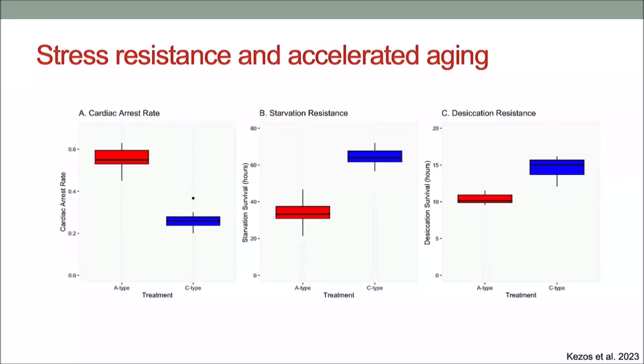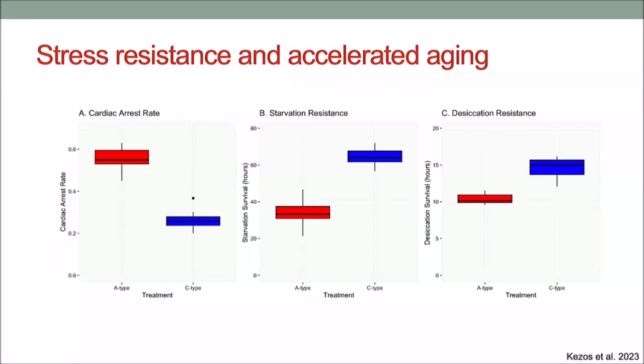So when we look at cardiac arrest rate, this is some work from James Kezos, who was interested in whether this is a good model for studying heart disease. He would run a current through the flies and then see if they go into cardiac arrest or if they were able to survive this. And then we find that the hearts for the C types are much more robust, so they don't go into cardiac arrest at higher rates, even when shocked in this way.